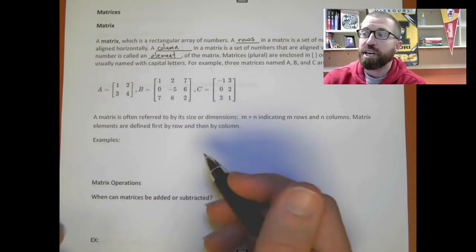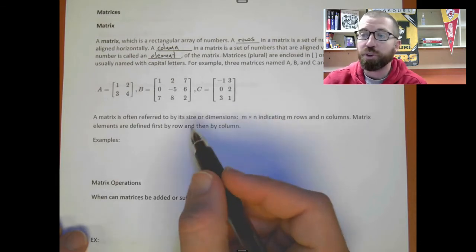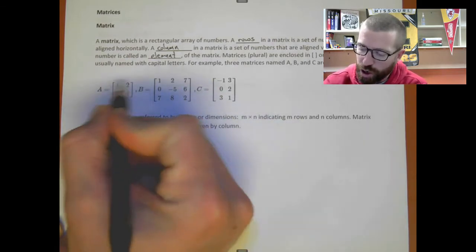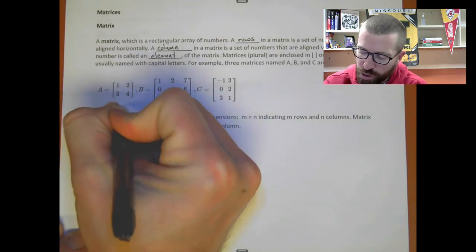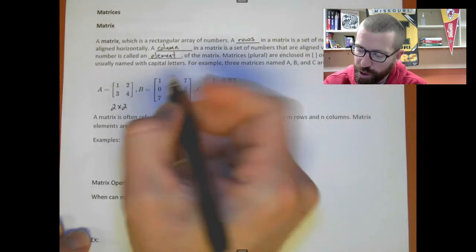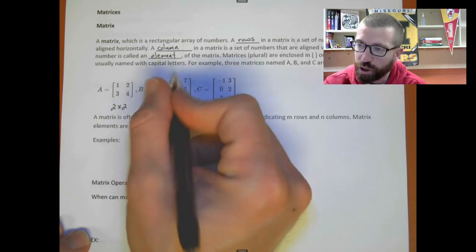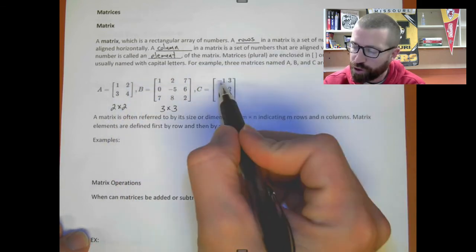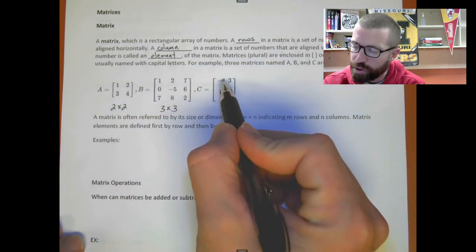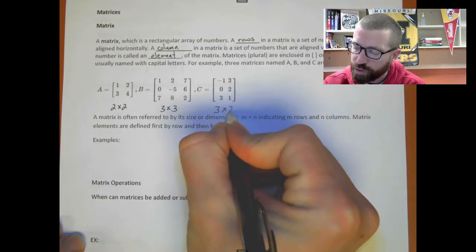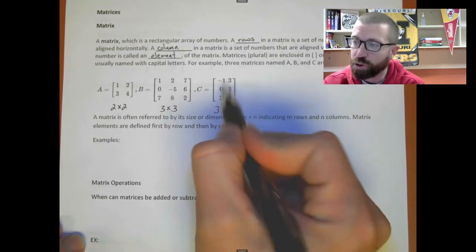It's often defined by its size, and we'll talk about dimensions, which are rows by columns. So this is a 2 by 2. This is a 3 by 3 because there are 3 rows and 3 columns. And then this is a 3 by 2 because there are 3 rows and 2 columns.